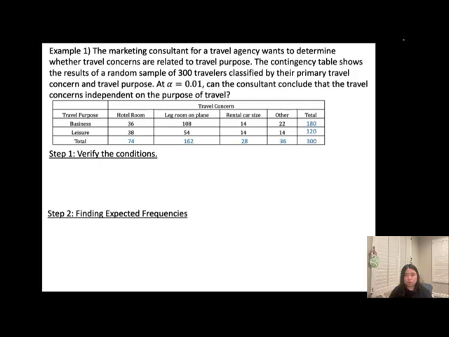Okay, check your work. And then verify the conditions. So random sample, independent sample, and expected frequency at least 5, right? We do have n equal to 300, so it should be okay. And then number 4, categorical data.